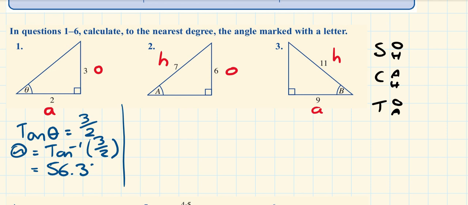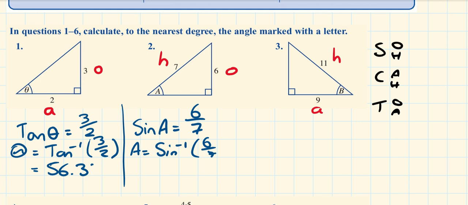So this time we've got opposite and hypotenuse. So this means we're going to need to use sine A equals 6 over 7. And then we're going to need to do sine minus 1. So A is sine minus 1 of 6 over 7. And that will give us 58.99, but that will just round to 59 degrees because it's to the nearest degree. Oh, it's also the nearest degree. That's just 56 then.